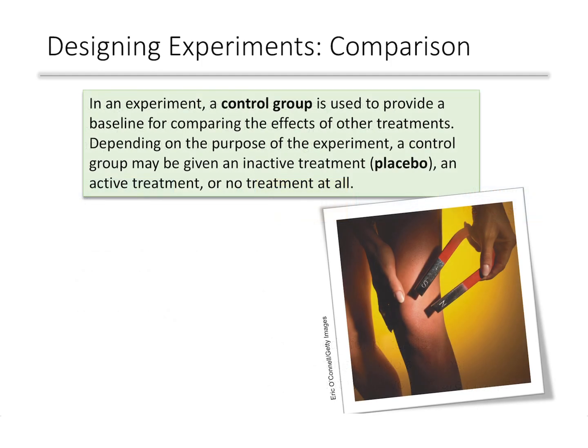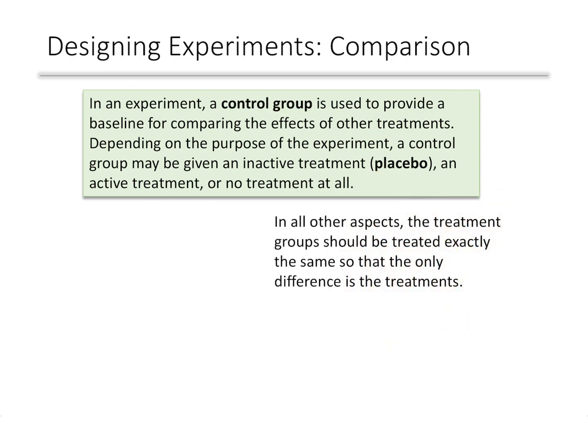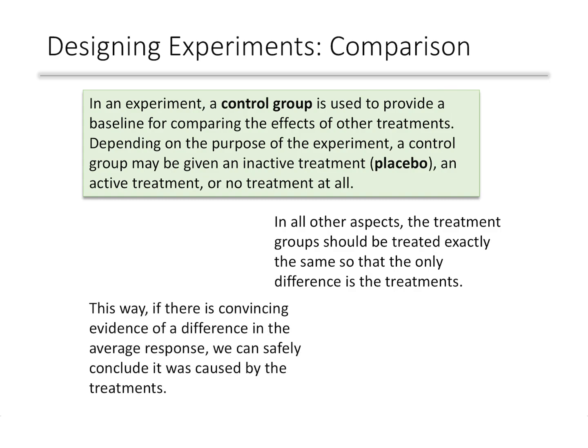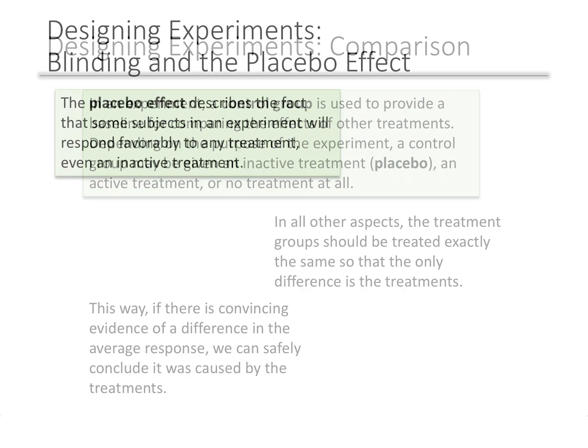Okay, so when we're designing experiments, we can have comparison. We need to make sure we have that. So in an experiment, a control group is used to provide a baseline for comparing what our treatments are doing. That means this is what starts, what's going to happen afterwards. Depending on the purpose of our experiment, the control group may be given a placebo or they may be given nothing at all. It just kind of depends on what's happening. Okay, and in all other aspects, the treatment group should be treated exactly the same so that the only difference is the treatments. They may or may not know what treatment they are getting. This way, if there's convincing evidence of a difference in the average response, we can safely conclude it was caused by the treatments, not by something else.